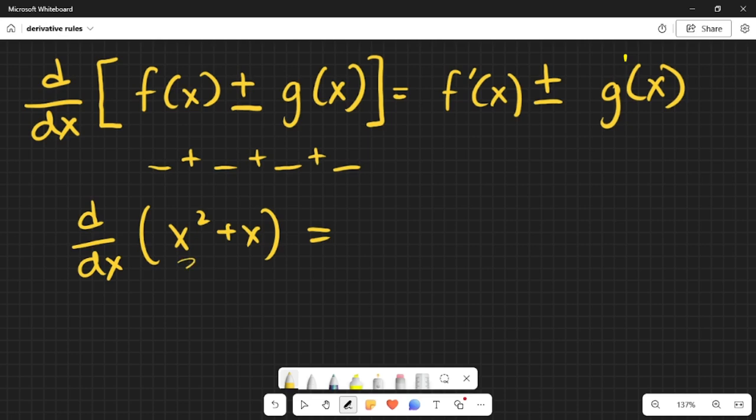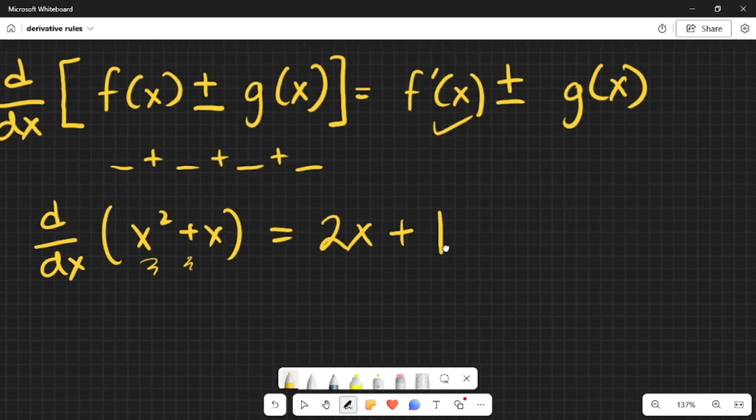First, you're going to take the first term, find the derivative. The derivative of x squared is 2x. Then you're going to copy the sign, and you're going to find the derivative of x, which is 1.